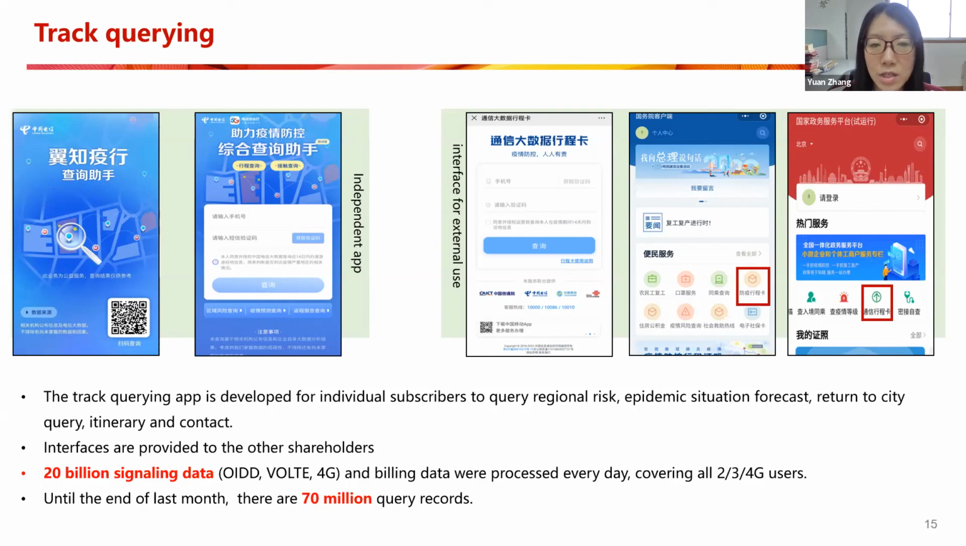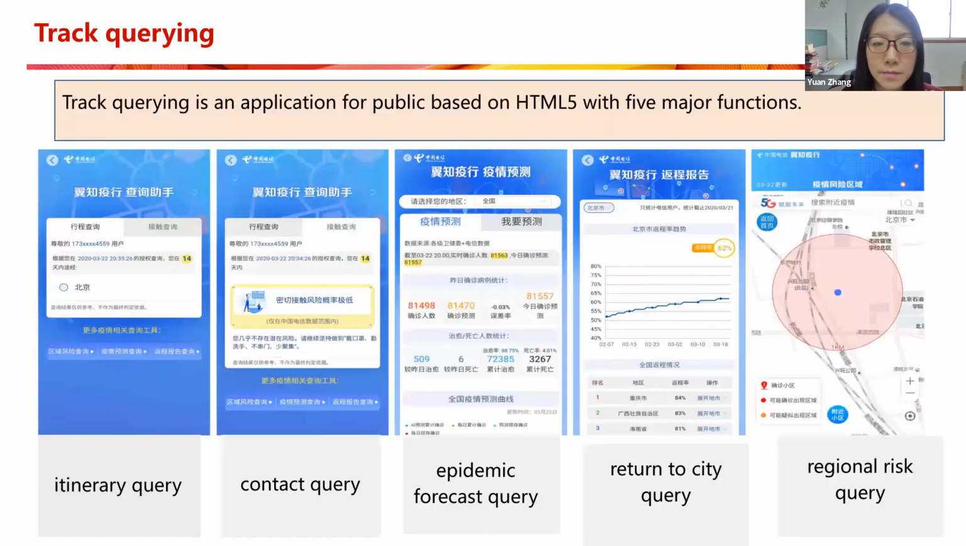It gets people's location and analyzes the people flow in key epidemic areas, such as fever clinics and people gathering areas, to provide open and transparent data and dispel the unnecessary fear of the epidemic. About 20 billion signal data and billion data were processed every day, covering all 2G, 3G, and 4G users. Until the end of last month, there were 70 million query records.